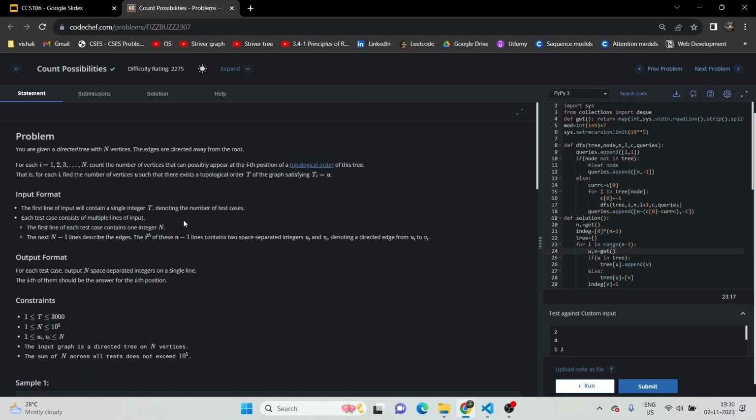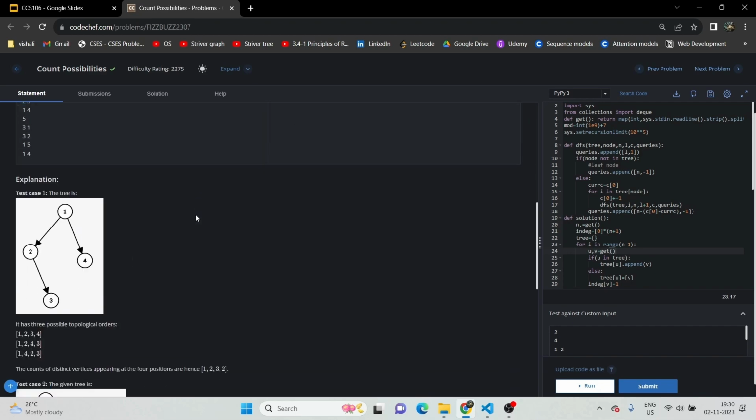Okay, let's look at the count possibilities question now. Basically, the question says that given a tree, we have to find the topological orders. Let's talk about topological orders first.